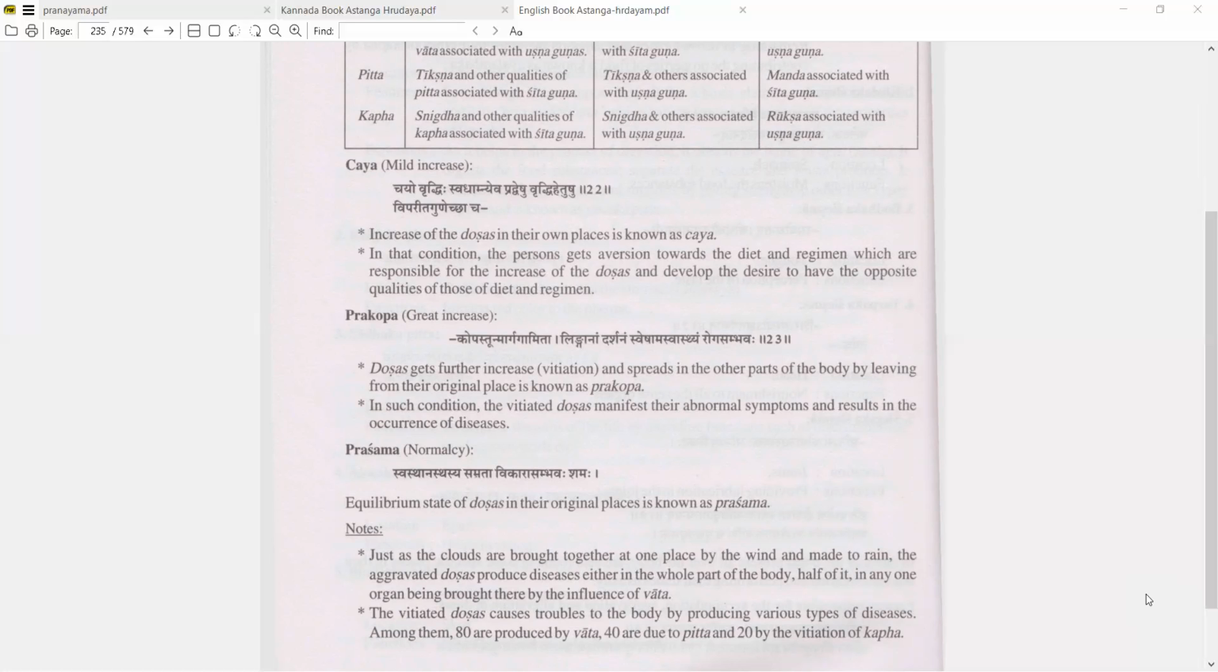Notes: just as the clouds are brought together at one place by the wind and made to rain, the aggravated doshas produce disease either in the whole part of the body, or half of it, or any one organ, being brought there by the influence of Vata. The vitiated doshas cause troubles to the body by producing various types of diseases. Among them, 80 are produced by Vata, 40 are due to Pitta, and 20 by the vitiation of Kapha.